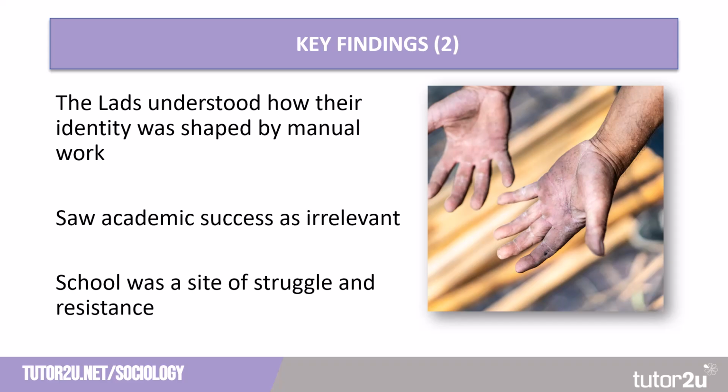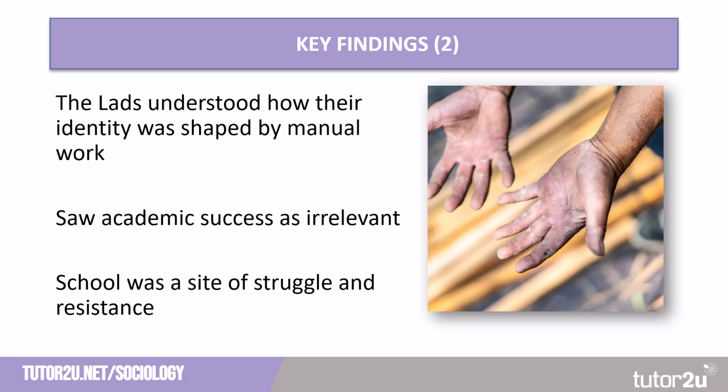The lads in Willis's study saw manual work as a key part of their identity. They valued physical labour and believed it was more honest and real compared to the mental work associated with higher status jobs. This view influenced their attitudes towards school. They saw academic success as irrelevant to their future lives.